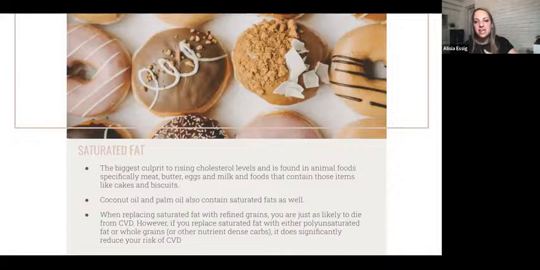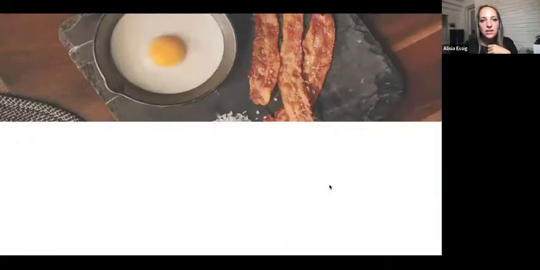However, if you replace saturated fat with polyunsaturated fat or with whole grains, then it actually does reduce your risk of cardiovascular disease. So it's not just about what you're taking out, it's what you're replacing it with, because refined stuff isn't any better. Even though it's maybe not as high in saturated fat, it's not going to reduce your risk. There are other issues that it causes. So we need to recognize that it's not just taking out the cheese if you're just going to replace it with chips, right? We want to make sure we're still reducing your risk by eating those whole grains and those healthy fats.